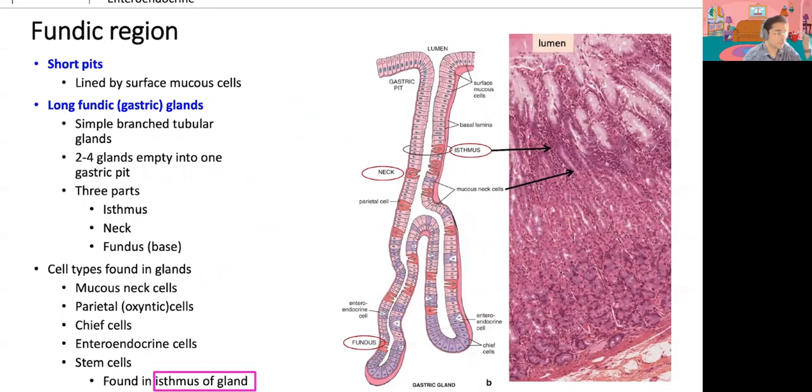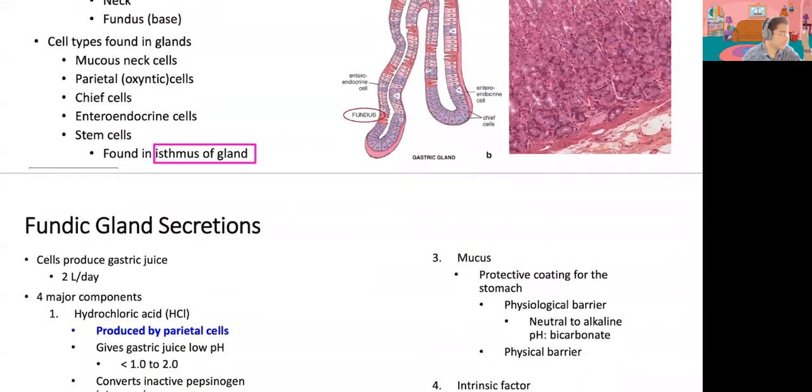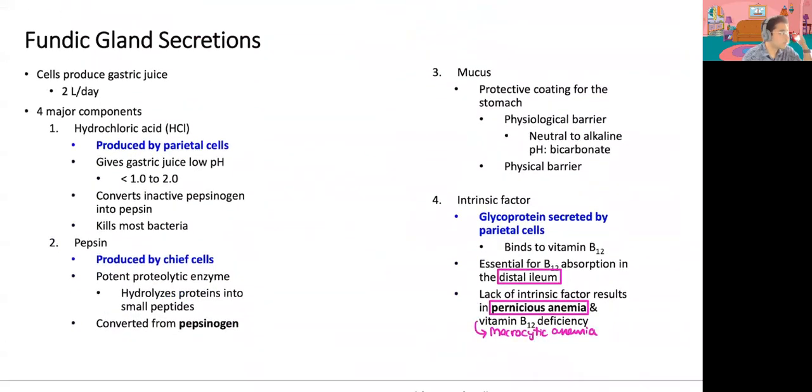And those hydrochloric acid are going to take all the things that your chief cells are making and then spit it out into the luminal side of the stomach. Okay, so essentially HCl, parietal cells.